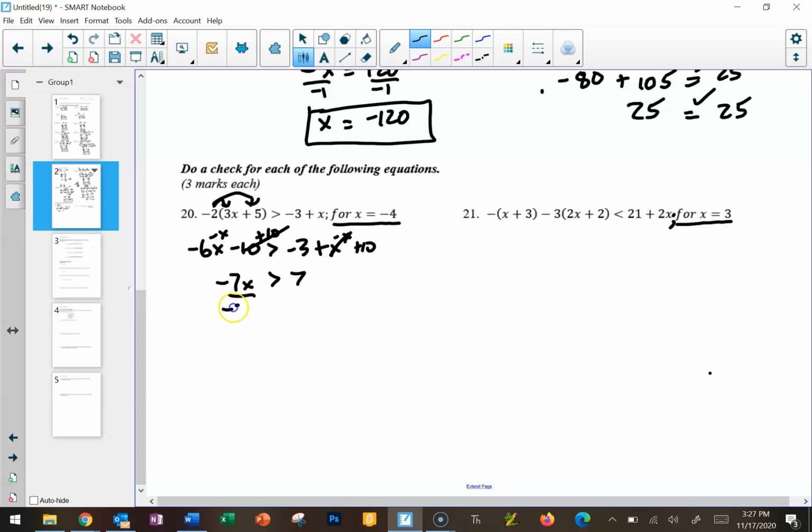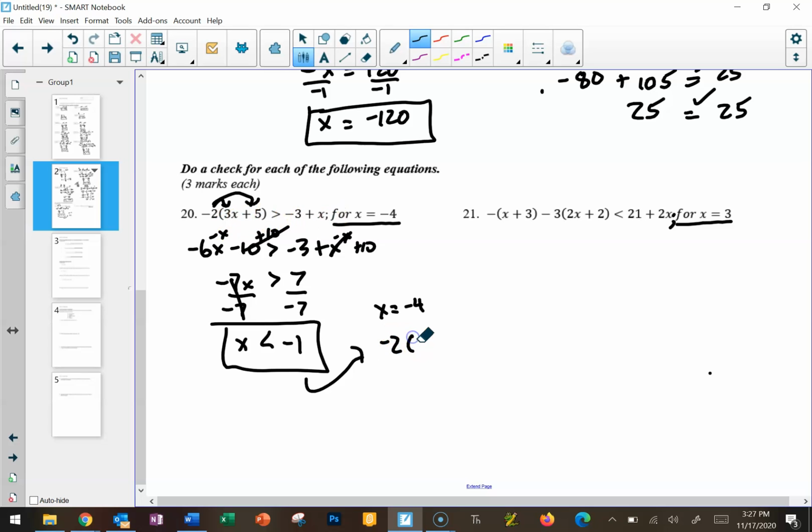So now we are dividing by a negative 7, which means that we have to flip our sign over, and we're left with x on one side and negative 1 on the other. And our check is supposed to be for x equals negative 4. So let's sub it in. Remember, you have to sub it into the original. We already know that if x is negative 4, negative 4 is less than negative 1. That's true. So now we have to check if it's true in the original equation as well.